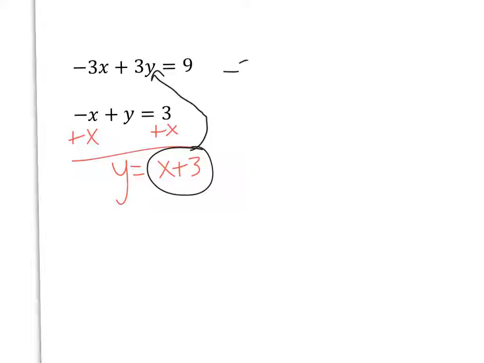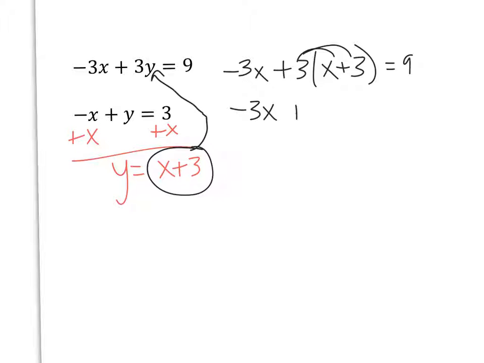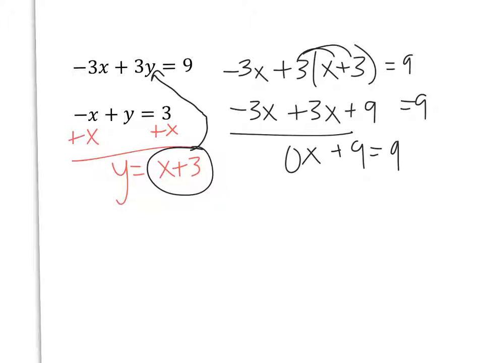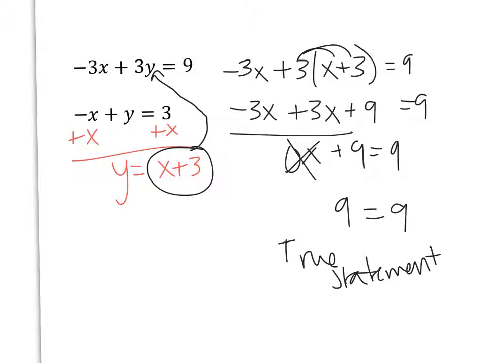So what I see is negative 3x plus 3 times the quantity x plus 3 equals 9, where I'll go ahead and distribute that 3 and get negative 3x plus 3x plus 9 equals 9. Combine like terms, so 0x plus 9 equals 9, and when I have 0x, that just goes away. So 9 equals 9, which means 9 always equals 9, because that is a true statement, right? That is a very true statement.